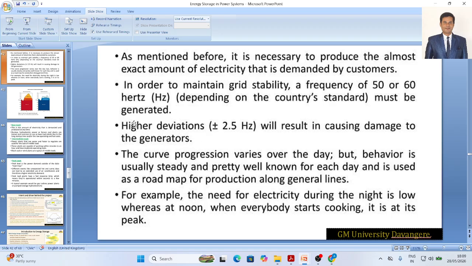Okay, so this point is very interesting. I'll show you the actual documentation of what will happen if you don't maintain the frequency. If you don't maintain the phase angle, how it affects the frequency, right? Just give me 2 minutes. I'll just show you those slides. Okay.